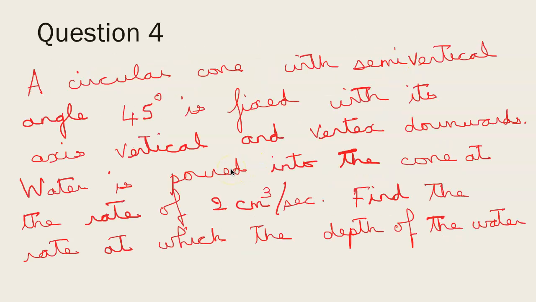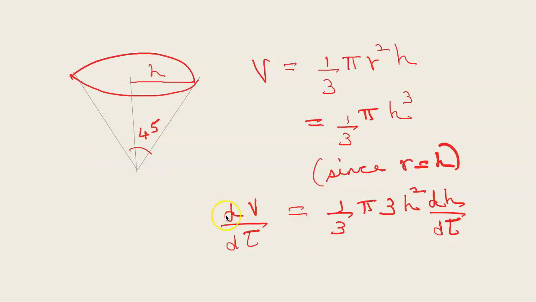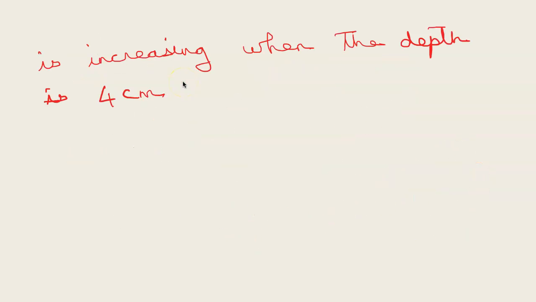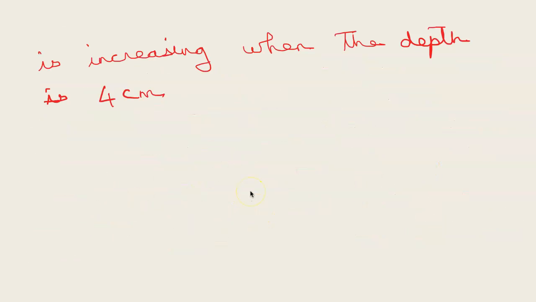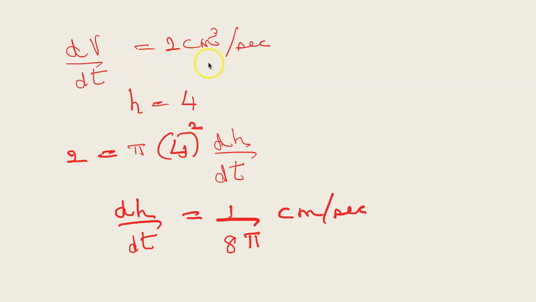Now you are given that the semi-vertical angle is 45. So this becomes an isosceles triangle because this is 90. So r equals h. We can replace r by h and the volume is 1 by 3 pi h cubed. So dv by dt will be 1 by 3 pi into 3h squared dh by dt. Going back to the problem, water is poured into the cone at the rate of 2 cm cubed per second, so dv by dt is 2 cm cubed per second. Put h as 4. So I get 2 equals pi into 4 squared dh by dt. So dh by dt will be 1 by 8 pi centimeters per second.